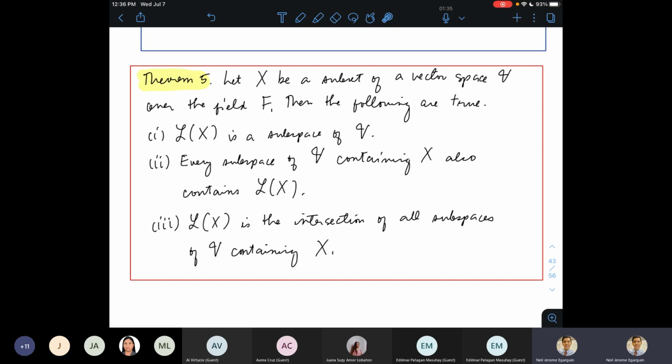And again, we're reading proofs not because we are doubtful about the theorem, but this might help us practice our proving skills, right? Yes, Jericho, you have a question?